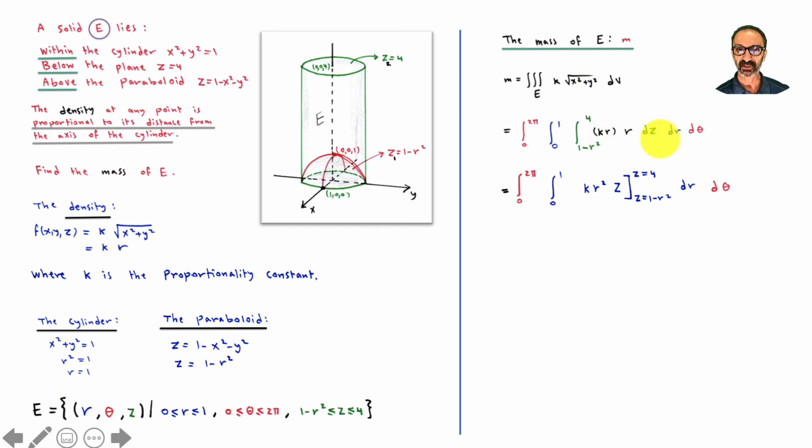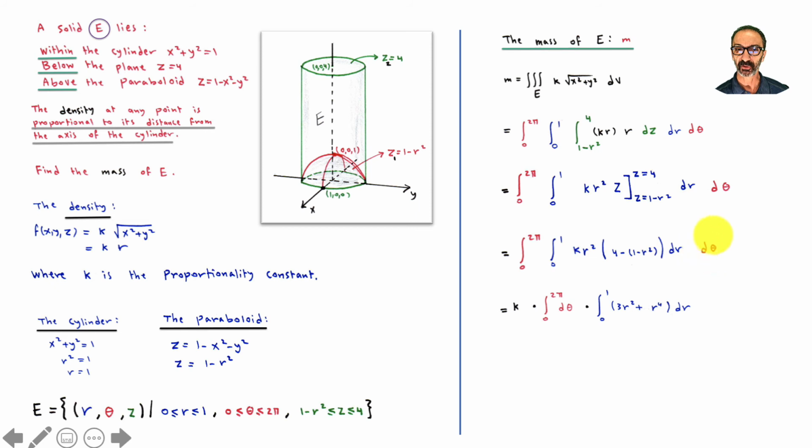Integrate this with respect to z. I have no z inside. This is k times r, which is kr squared, multiplied by z. Then plug in z equals 4 and 1 minus r squared. Once you do that, you are now integrating with respect to r from 0 to 1. It has r's inside, just regular math.